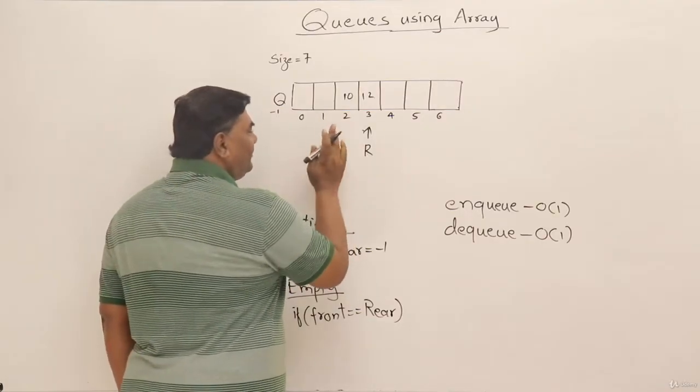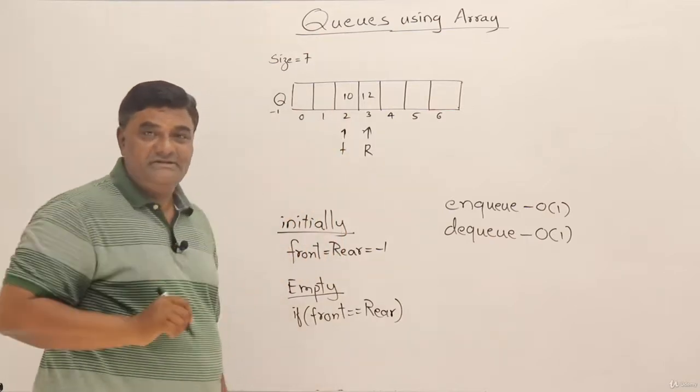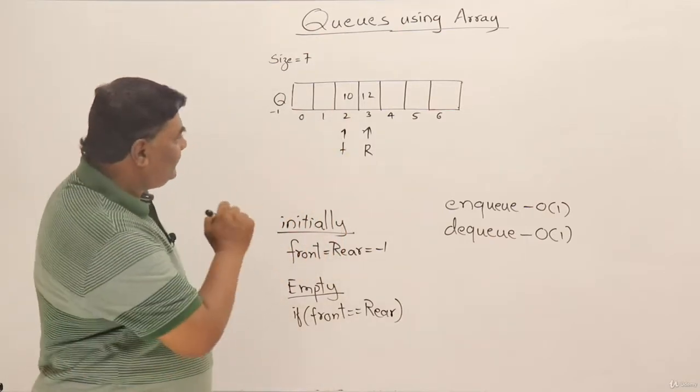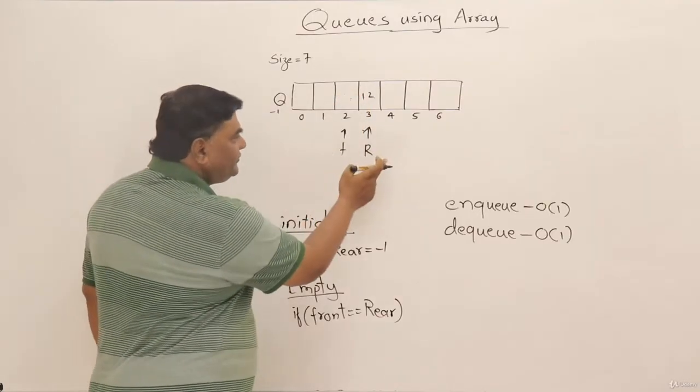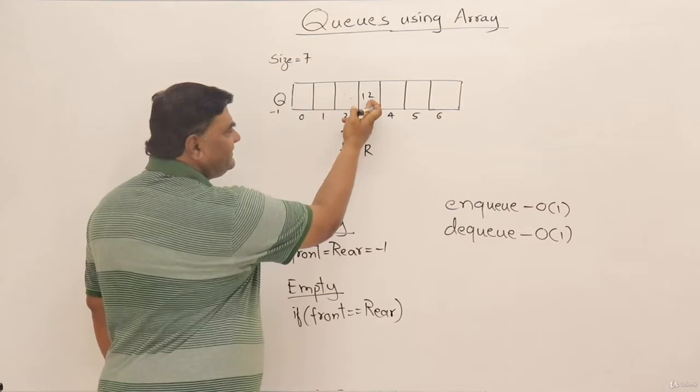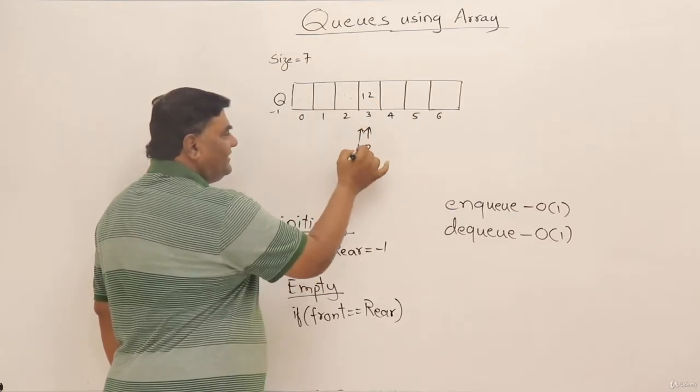If it is pointing at the first element, let us say it is pointing at the first element only from the beginning. Let us assume. Now I want to delete, so that element will be deleted. Then where should front go? It should go to the next element, because there is no element present here now. So front should move. Okay, front has moved.